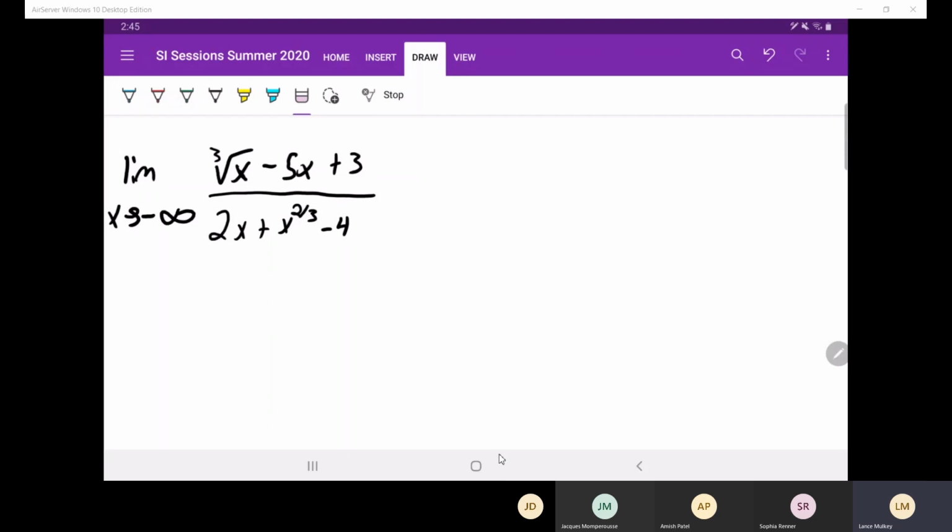What's your highest power here? What's your highest power with the denominator? Anyone? Yeah, correct. X to the 1 because this first term is x to the 1/3. This is x to the 1, x to the 0, x to the 1. Actually, 2/3 and x to the 0.